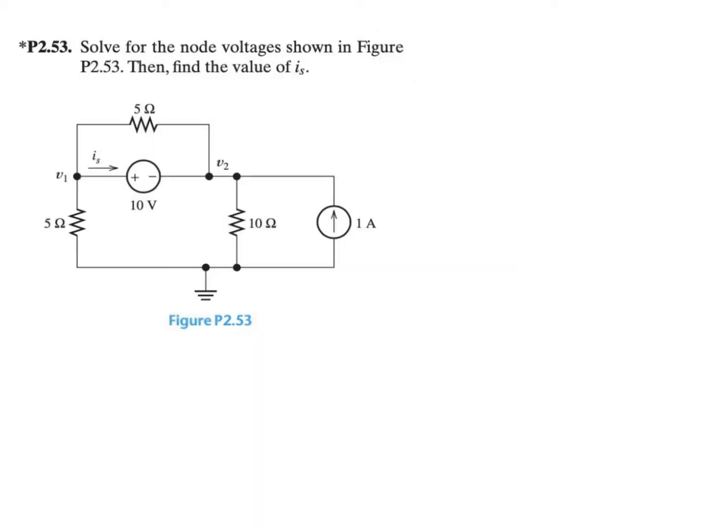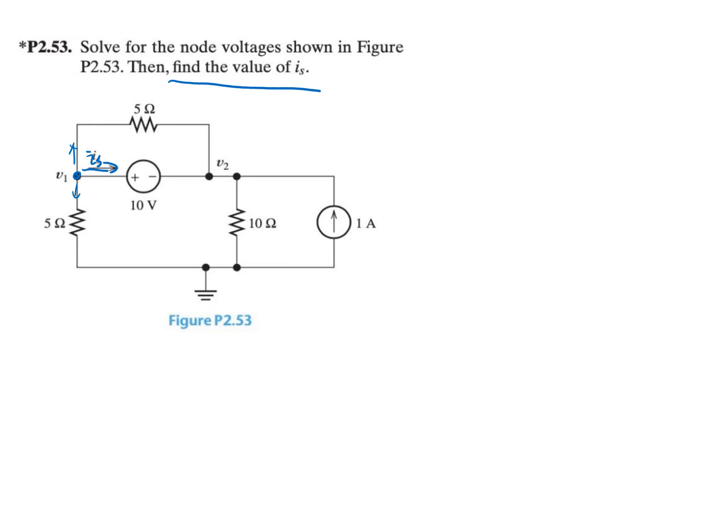Question P2.53. Solve for the node voltage shown in figure P2.53, then find the values of Is. The question asks us to find the value of Is. Is here is here. To find the Is, we first need to find the node voltage V1. V1 is here. After we find V1, we also find the current flows through here and here, and then perform the KCL to find the Is.